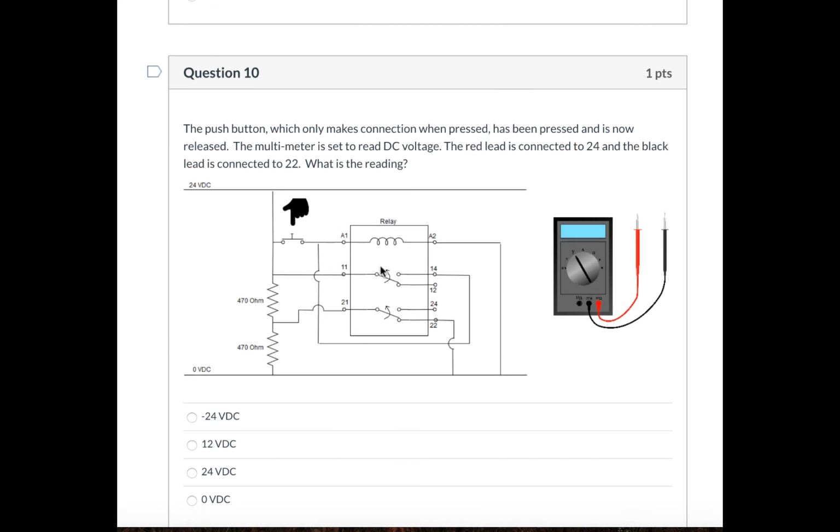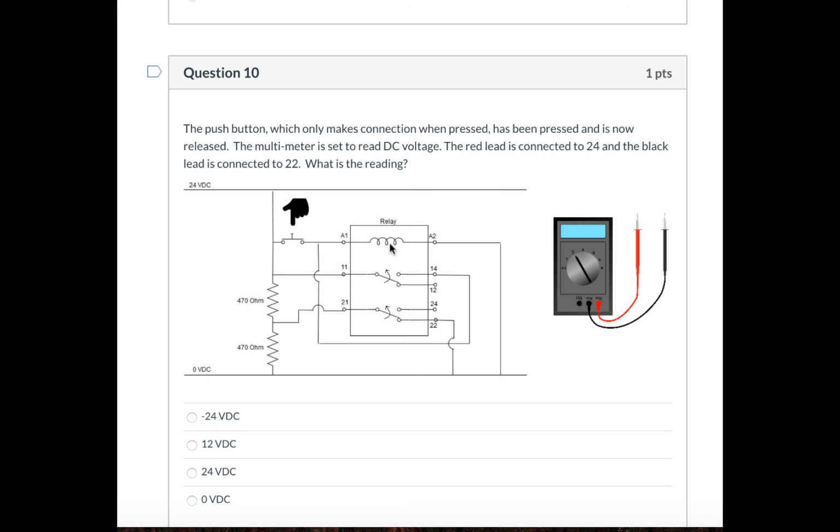Okay, now we have the same circuit. The push button, which only makes connection when pressed, has been pressed and is now released. So this relay is latched on, right? Because when you excite this coil, all of these switch up and current can flow through 14 and around and keep this relay latched on. The multimeter is set to read DC voltage. The red lead is on 24. That's over here. And the black lead is on 22. That's here. What is the reading?